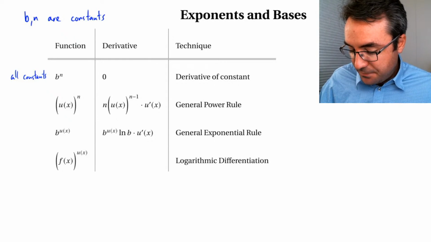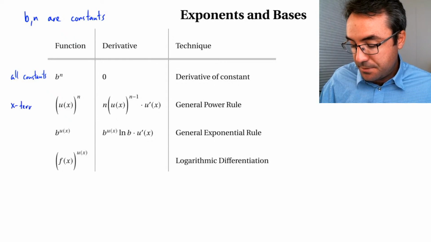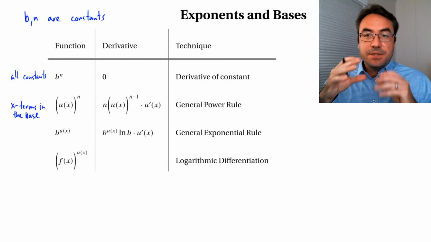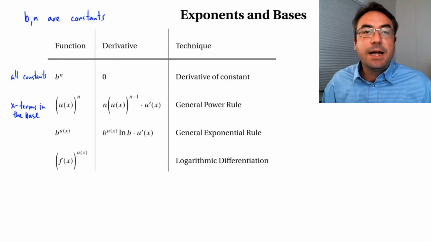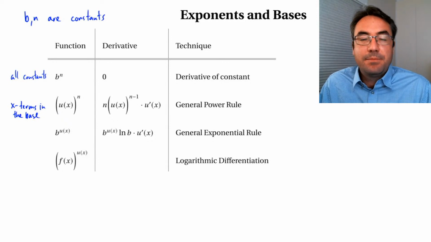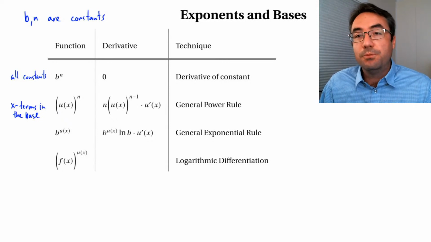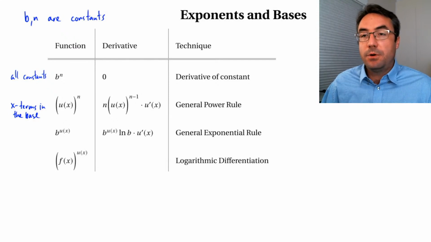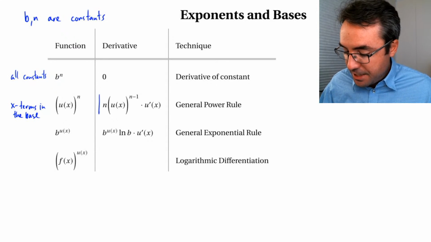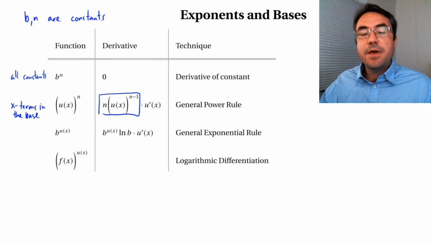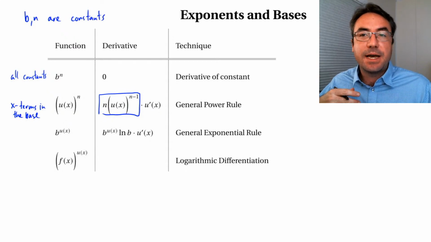Now what happens if we see x terms in the base? So it's some x terms all raised to a constant power, something like x squared or x squared minus 1 all cubed. Well, in that case, we would use the general power rule. So we differentiate the outer power function just like usual, and then multiply by the derivative of the inside.